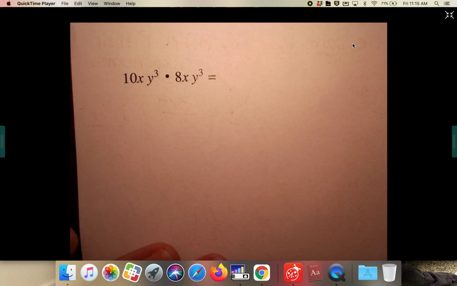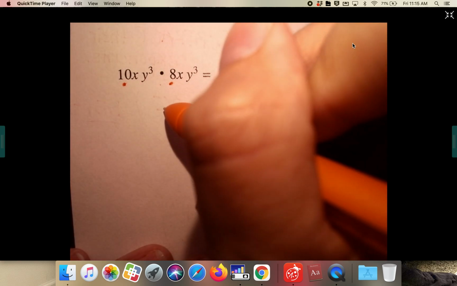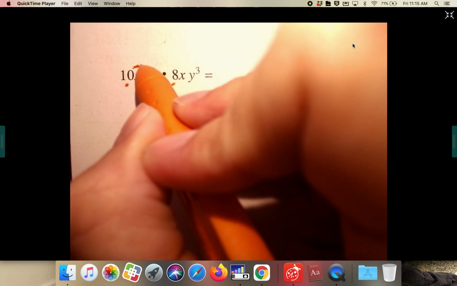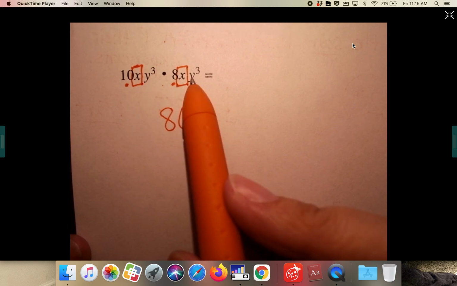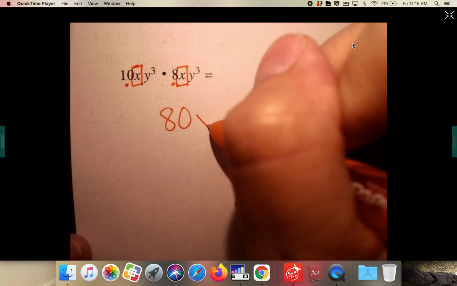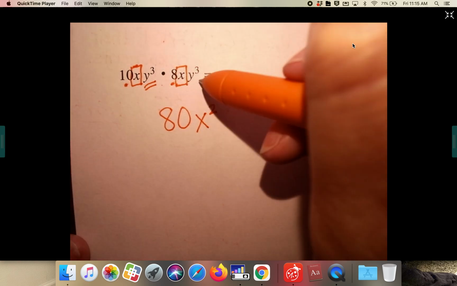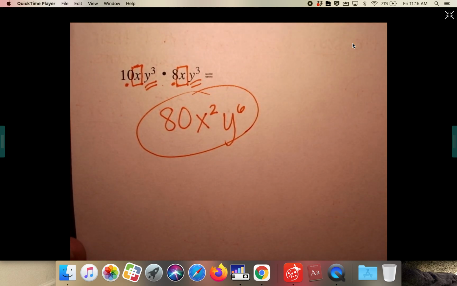This second to last one, these can get multiplied. 10 times 8 is 80. And then the x's can get added because they're the same base. That's a hidden invisible 1 and another hidden invisible 1, so that is 2 of them. And then you've got 3 y's and 3 more y's, which is 6 y's.